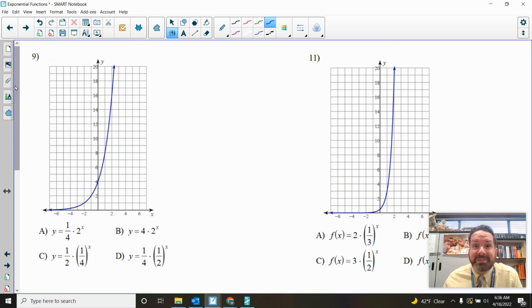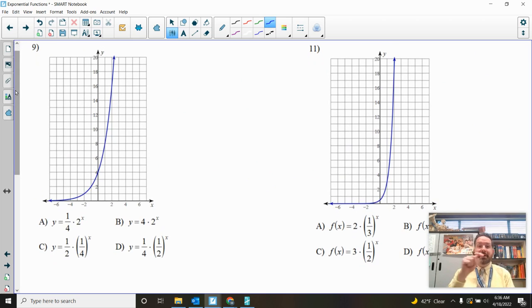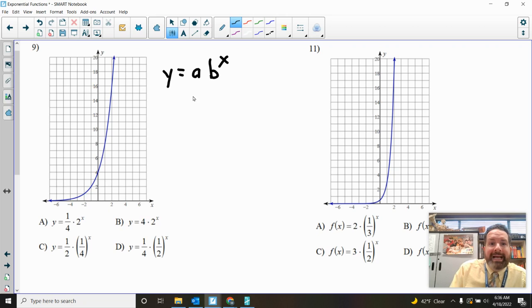Now the reverse. This time we're shown the graph. We need to find the equation. We're going to do the same thing. I'm going to first say, all right, I know it's going to fit this format. I know that this number in front is the y-intercept. So on your graph, look where you cross the y-axis. That's at a height of 4.